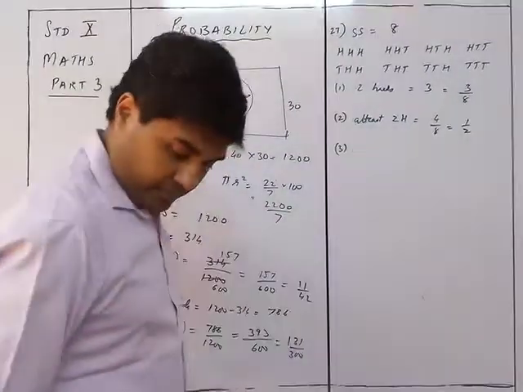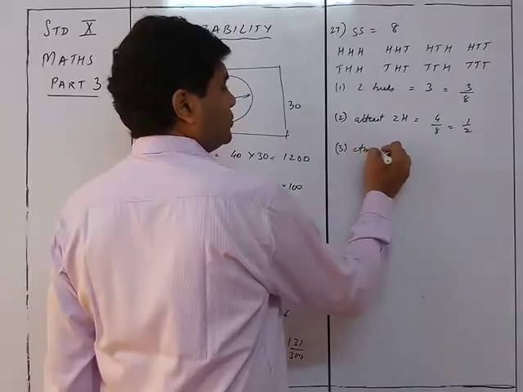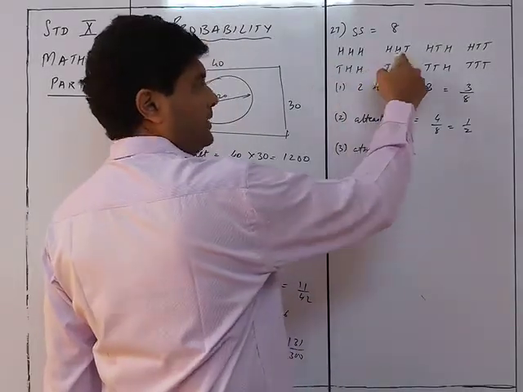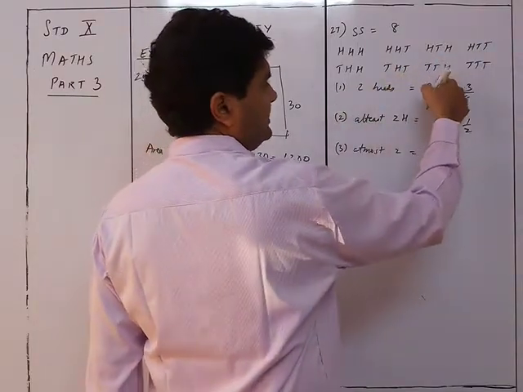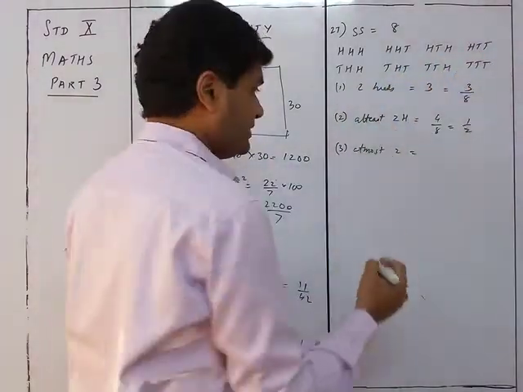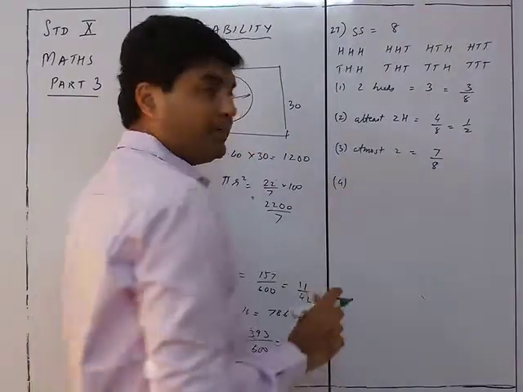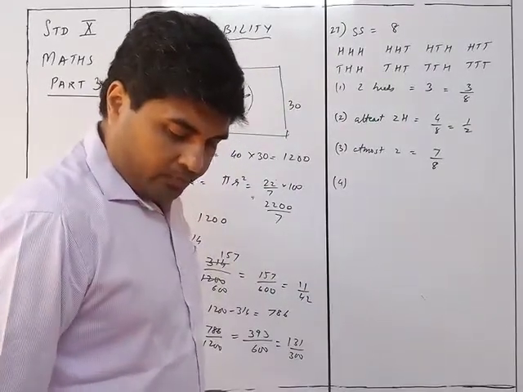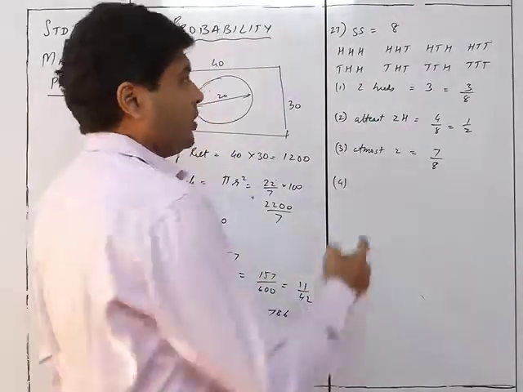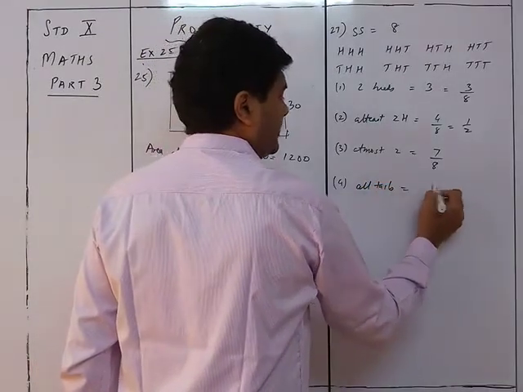Third one, at most 2 heads. At most, ज़्यादा से ज़्यादा 2. So this will not be there. ये हो सकता है 1, 2, 3, 4, 5, 6 and 7. ठीक है, 0 भी हो सकता है, तो 7 upon 8. At most 2 heads यानी हो सकता है जो ही नहीं तो भी हो सकता है. Fourth, all tails is only 1. So all tails is equal to 1 upon 8.